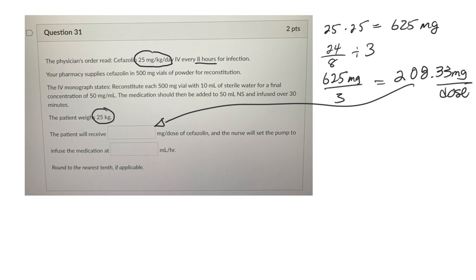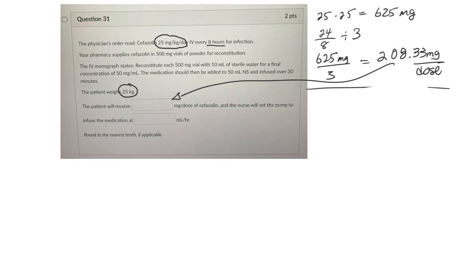Okay, and now we have to infuse this stuff. Give me a second. Okay, I'm not using formulas, but this is what makes sense to me. So you have 208.33 milligrams per dose. So the concentration of the stuff is 50 milligrams per milliliter. So I need to get this many milligrams in them, right?